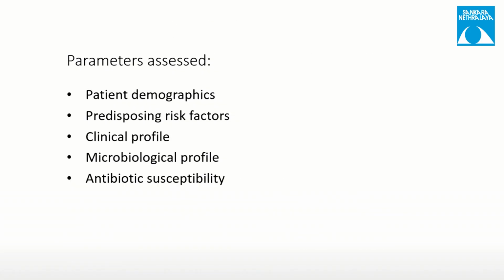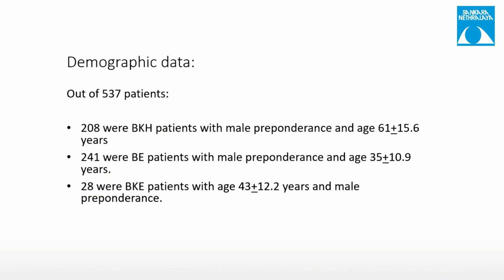So which parameters were assessed during this study? Patient demographic data, predisposing risk factors for developing endophthalmitis from keratitis, clinical profile of these patients, microbiological profile, and antibiotic susceptibility of these microbiological organisms were analyzed. So what is the demographic data we found in this study? In every group, there is a male preponderance, with the BKH group, meaning bacterial keratitis group, tending to be older than the BE group, meaning bacterial endophthalmitis group.